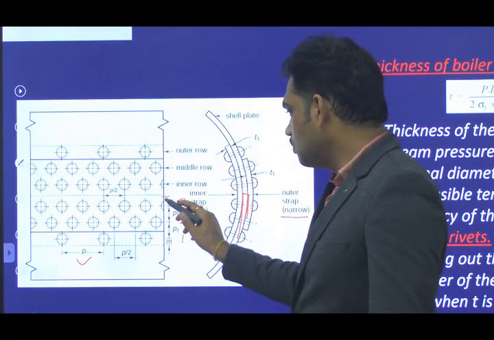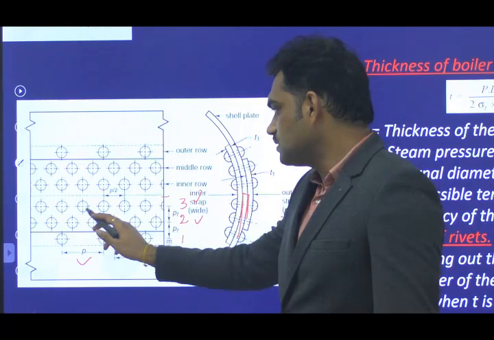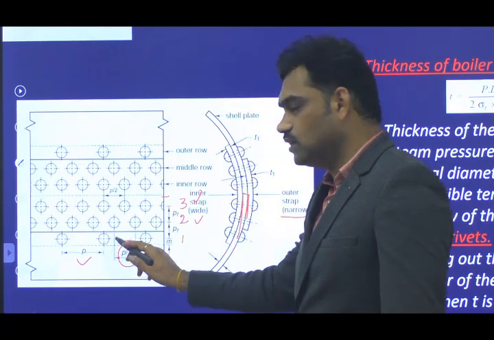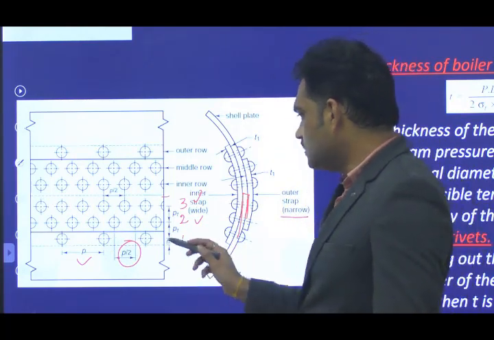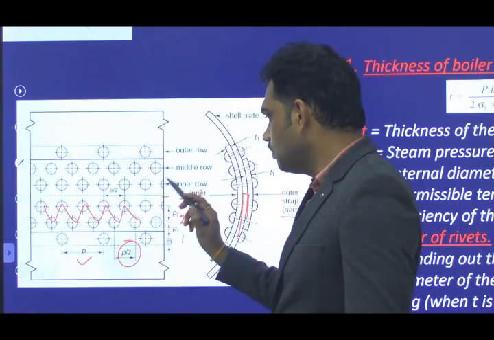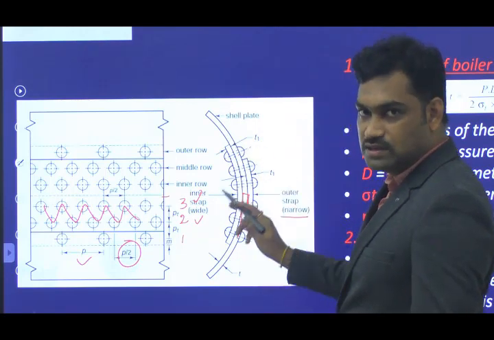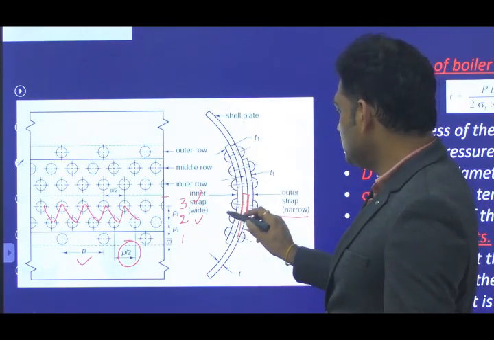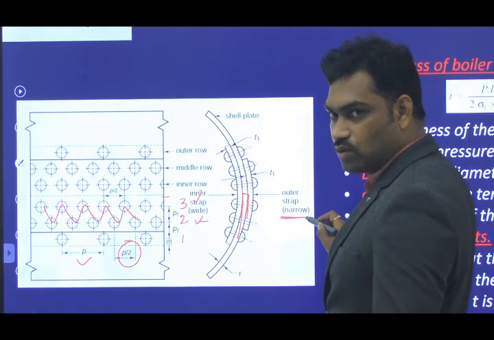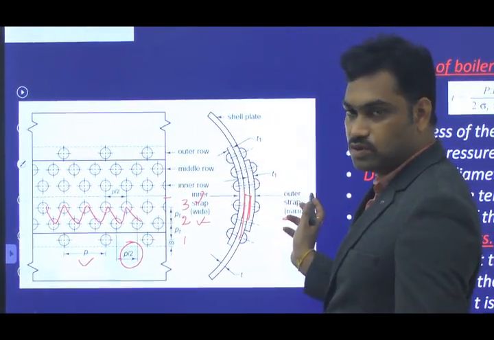You can observe the outer row of rivets having the pitch P, and the inner rows, row number 2 and row number 3, having a pitch equal to half the pitch. All the rivets in the inner rows are in zigzag riveting. Clear? This is a butt joint with a double strap, where the inner strap is wide and the outer strap is narrow, so different widths of straps are used.